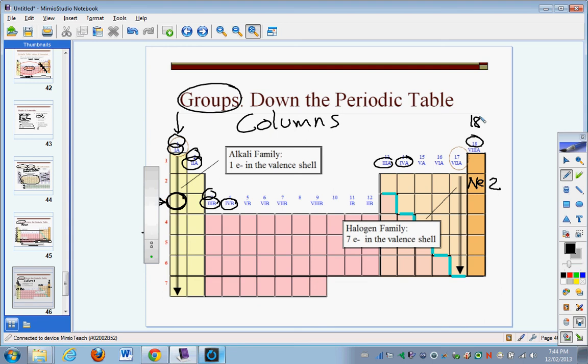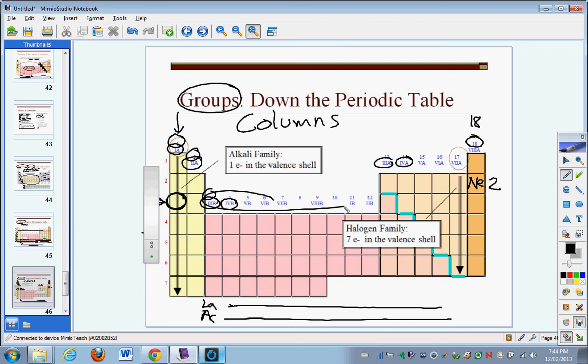Now, the lanthanides and actinides down here have a small problem. Although they have period numbers, the lanthanides are in period 6 and the actinides are in period 7, they actually don't have group numbers. So none of these group numbers up here apply to the lanthanides and actinides. They apply just to the transition metals here. So none of these elements down here have group numbers. They have just period numbers.